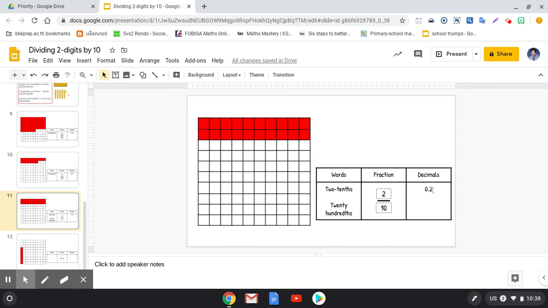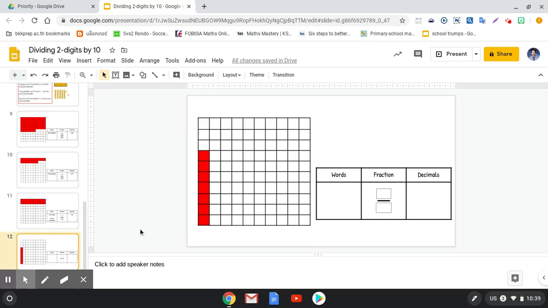Notice how there's not a 0 at the end of the decimal. That's because it would have no value. Now, I could write it as 0.20 because it's 20 hundredths, but that 0 has no value, so I don't. I just write 0.2. Right, this last one, the clue is in the picture.